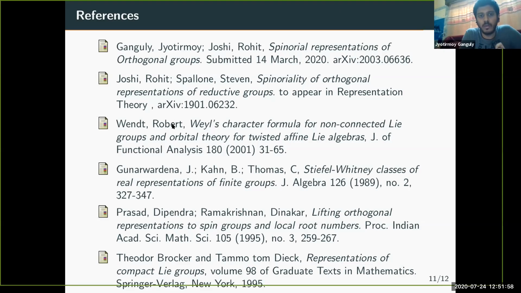This paper is important because it gives some Weyl character formula for disconnected Lie groups. Of course, when the connected component is simple, he just considers that. But we have used the results from this paper extensively, and this is the paper where the concept of Stiefel-Whitney classes of real representations of finite groups appears. There we can generalize them to compact Lie groups also. And this is a paper by Dipendra Prasad and Dinakar Ramakrishnan, who first considered the lifting of orthogonal representations in a very different context. So, okay, thank you.